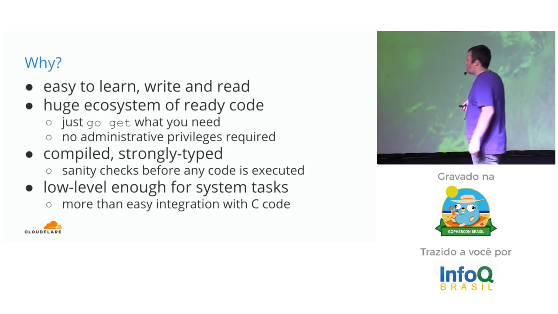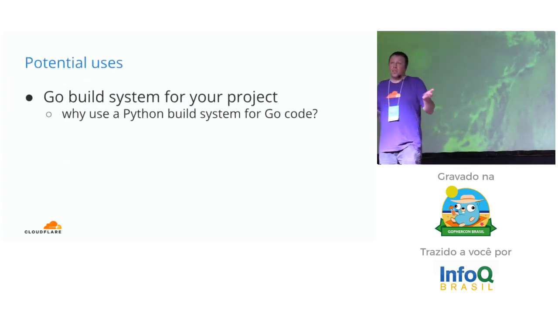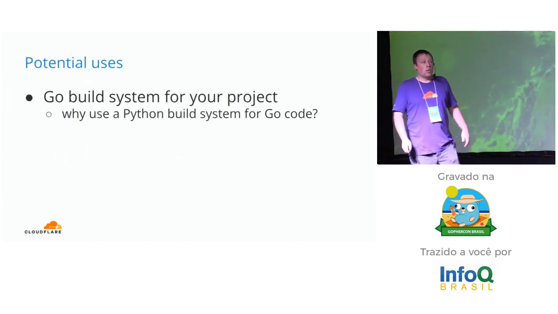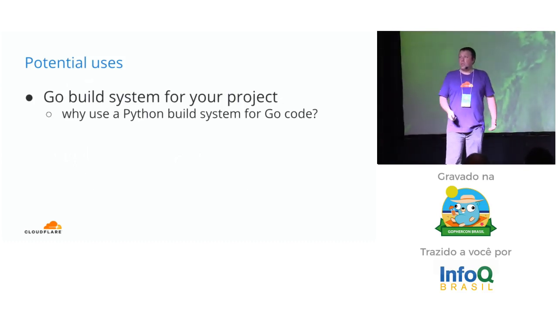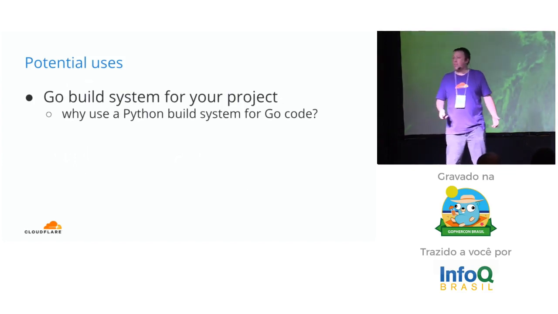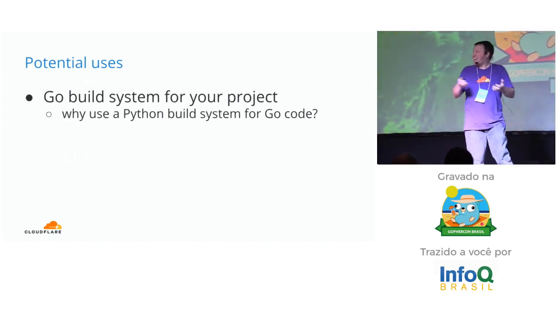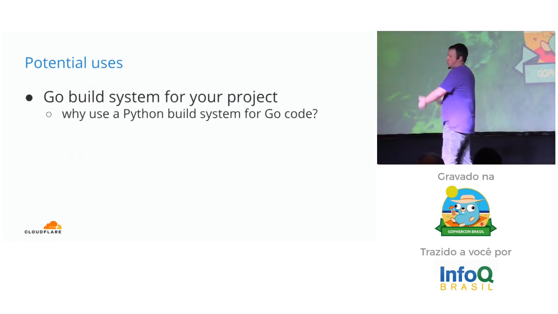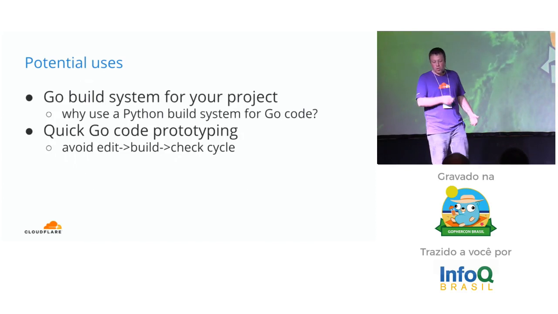So that's very handy. What are potential use cases for that? For example, if you have a complex Go project, you will likely need some kind of build system, because go build will not be enough for you. But why use a Makefile for your build system, or even worse, Python, when you can have a Go build system instead? So you have your Go project and you have your Go build system. It's all self-contained in one language.